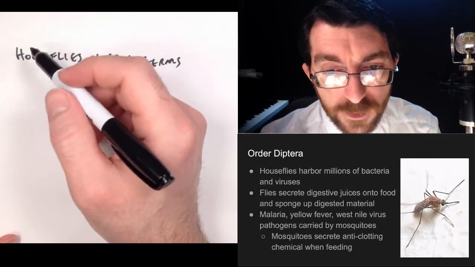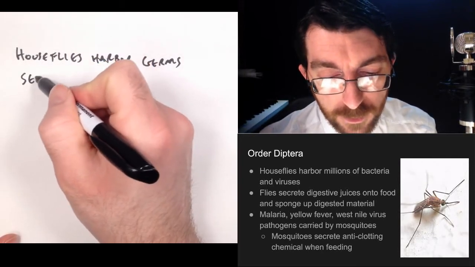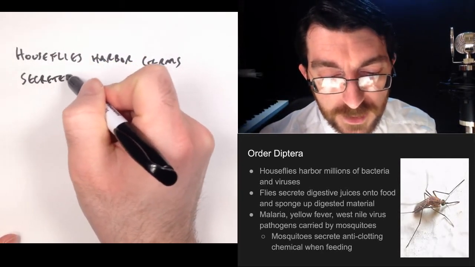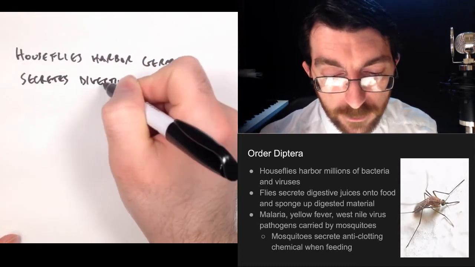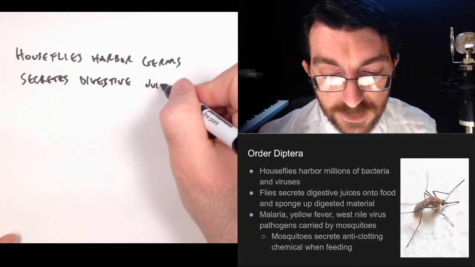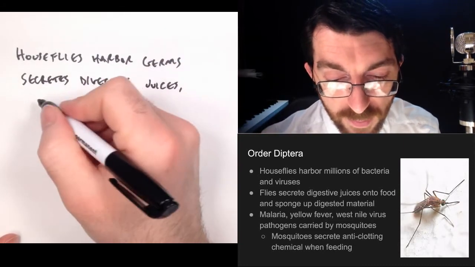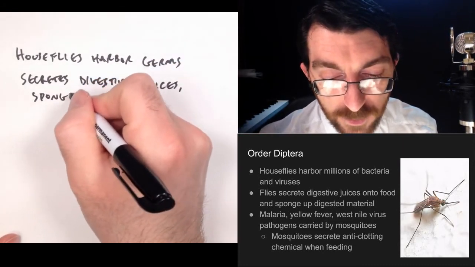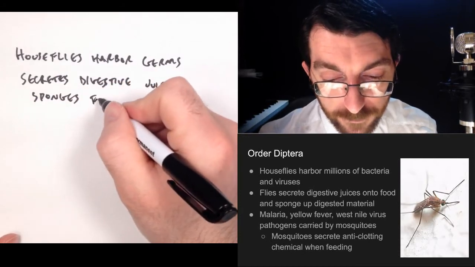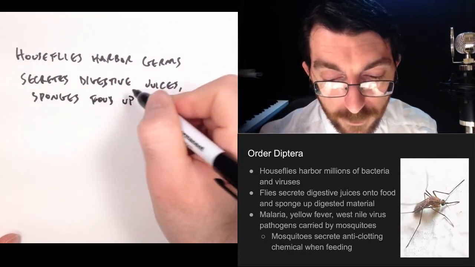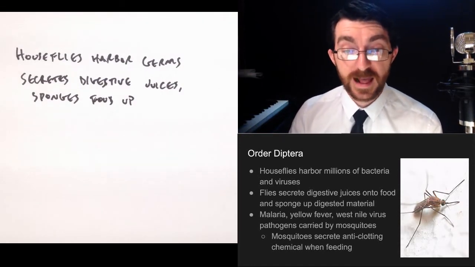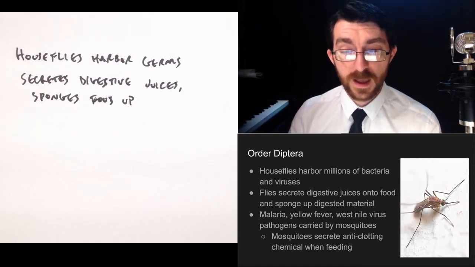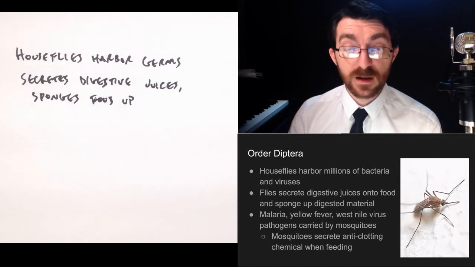It secretes digestive juices, and then it sponges its food up. So it has a mouth that's basically like a little vacuum cleaner attachment. Yuck. Okay, so mosquitoes, that's another fun one.